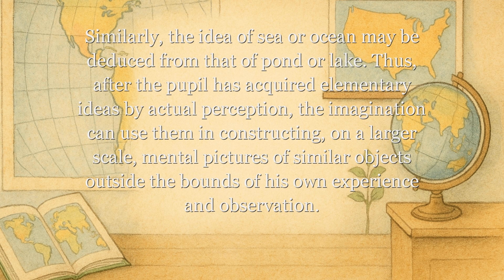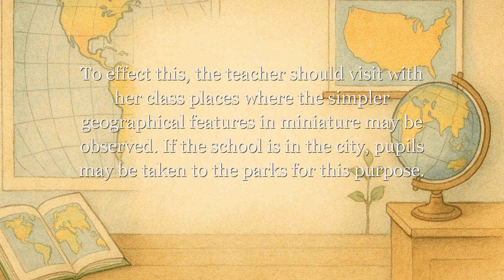Thus, after the pupil has acquired elementary ideas by actual perception, the imagination can use them in constructing, on a larger scale, mental pictures of similar objects outside the bounds of his own experience and observation. To effect this, the teacher should visit with her class places where the simpler geographical features in miniature may be observed. If the school is in the city, pupils may be taken to the parks for this purpose.